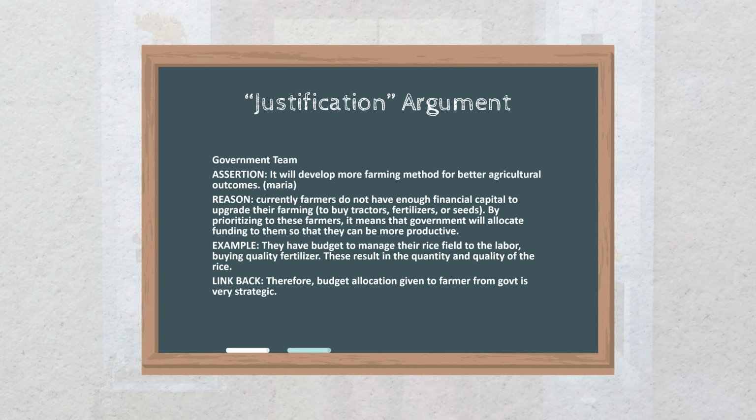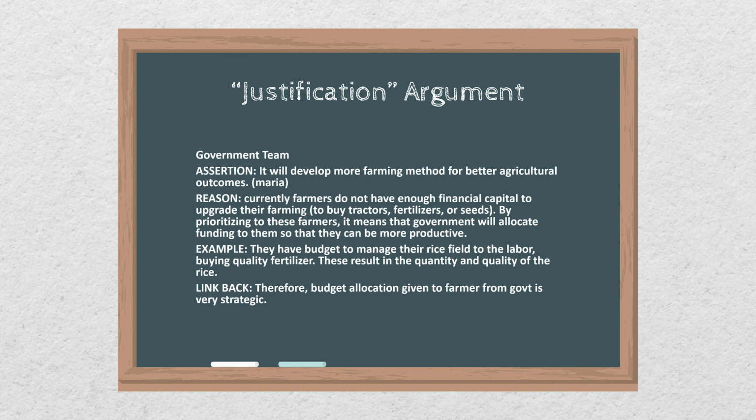All right, so now let's take a look at the detail about the justification arguments. Okay, imagine that you are a government team. This is your arguments. It will develop the more farming methods for better agricultural outcomes. That's the assertions. And the reason is that currently the farmers do not have enough financial capital to upgrade their farmings, like to buy tractors, to buy fertilizers, or to buy the seeds and manage the rice fields.